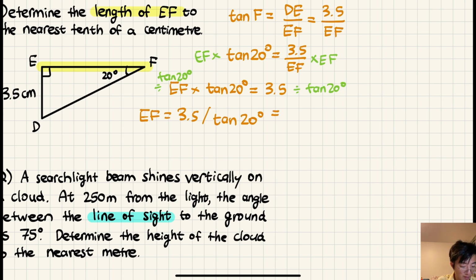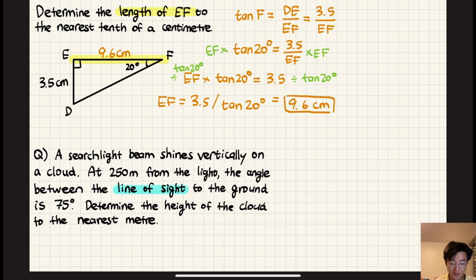So 3.5 divided by the tangent of 20, we get 9.6 centimeters. And that's our answer, 9.6 centimeters right here. So the whole premise of finding the side length using tangent is figuring out what the unknown is and then solving it just like a basic algebra equation.